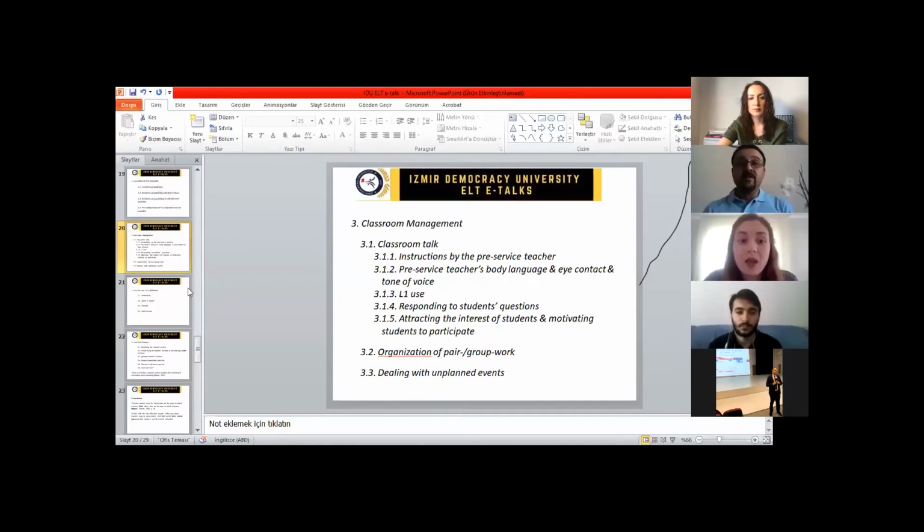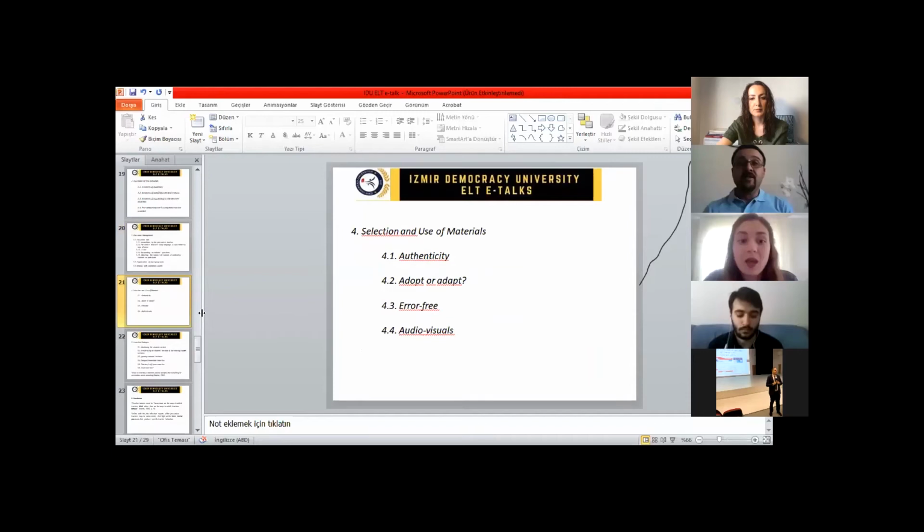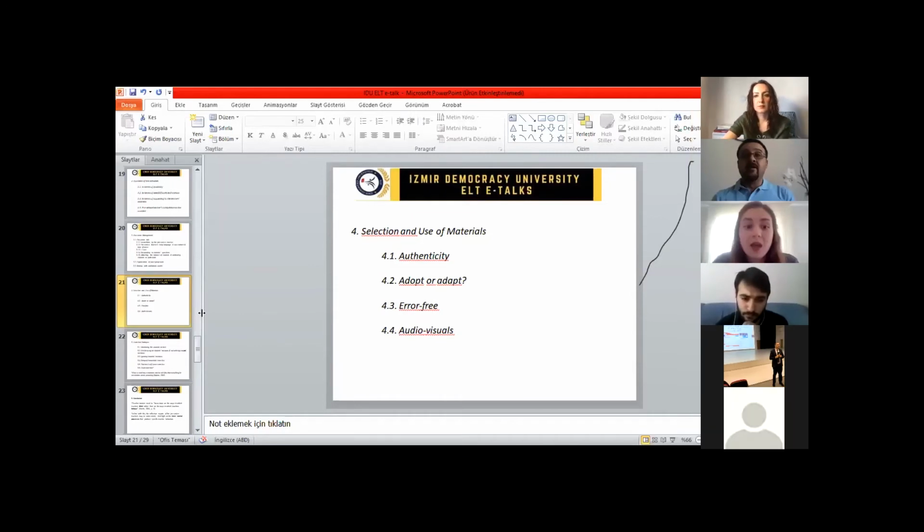The 4th category is in terms of selection and use of materials. Are the materials you use in your class authentic materials? Do you adopt them or adapt them? Do you modify them? Are they error-free? It's also very important. And do you make use of audiovisual materials, colorful materials? It depends on the level, the age, the interests of students. But if you are teaching young learners, for example, you should have lots of colorful materials, visual, audio material, and also you should cater for different learning styles and strategies.